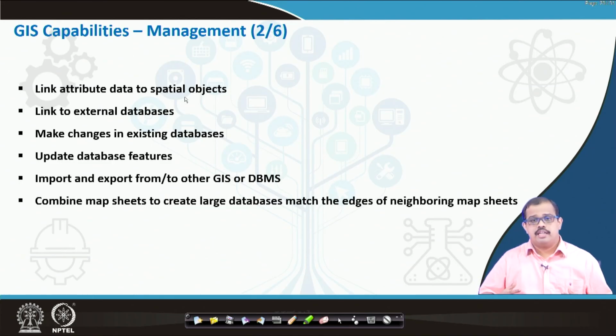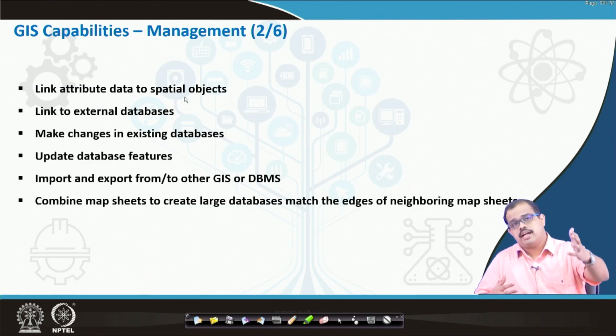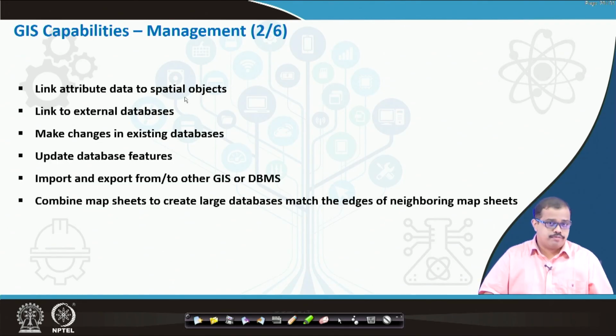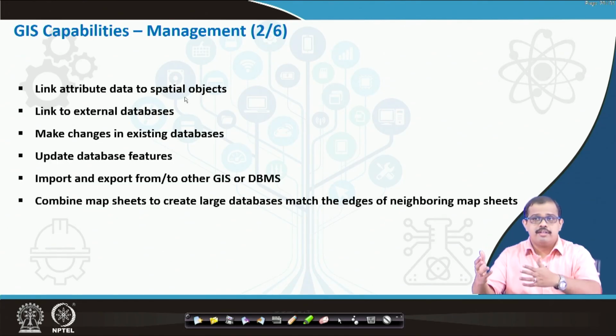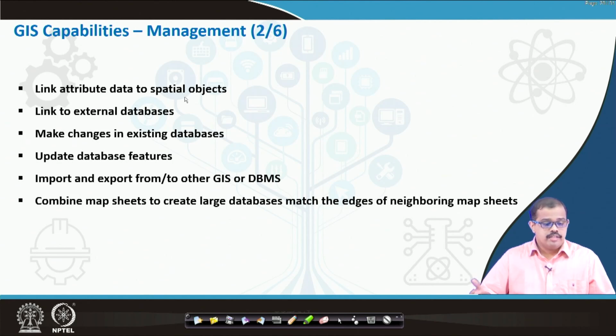Then link to external databases. You may have certain databases that a governmental agency is putting forward. You can easily link that database, match it, retrieve information from it and use it for meaningful outputs. That is also extremely possible. Then make changes in the existing database. This is very important in terms of GIS. No other map system has any capability of making changes if there are certain errors. Such changes can be done using a geographic information system.